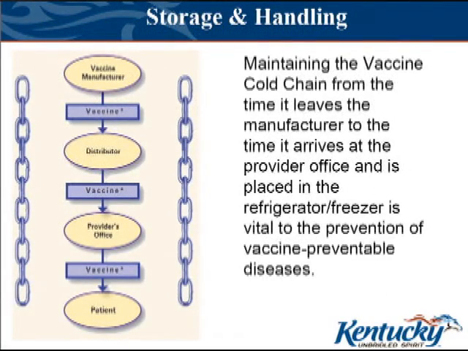Okay, storage and handling is one of the most important things that I hope you get out of this presentation. And maintaining the vaccine cold chain, which is basically when the vaccine is manufactured, it gets shipped to a vaccine distributor where all of the vaccine is housed. Once an order is placed, the vaccine leaves the distributor and it's shipped to the provider's office or to the health department clinic. And by the time it is actually administered to the patient, that's what we call the vaccine cold chain. And we need to protect the vaccine during that entire process.